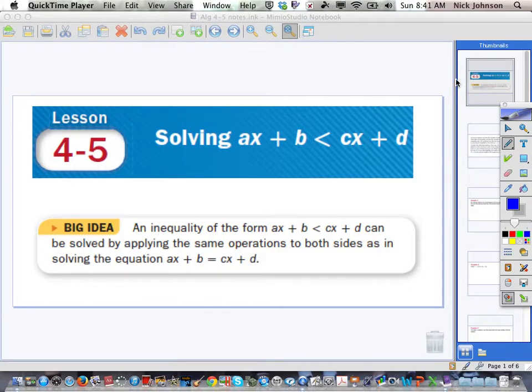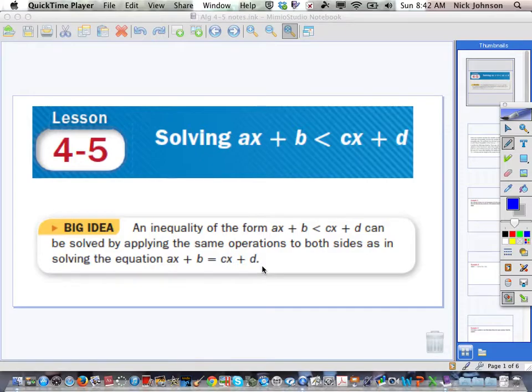Today we're going to talk about lesson 4-5, solving ax plus b is less than cx plus d. Now you could have a greater than or equal to, a greater than sign, whatever. They're just showing that you could have an inequality here instead of an equal sign. An inequality of the form ax plus b is less than cx plus d can be solved by applying the same operations to both sides as in solving the equation ax plus b equals cx plus d.